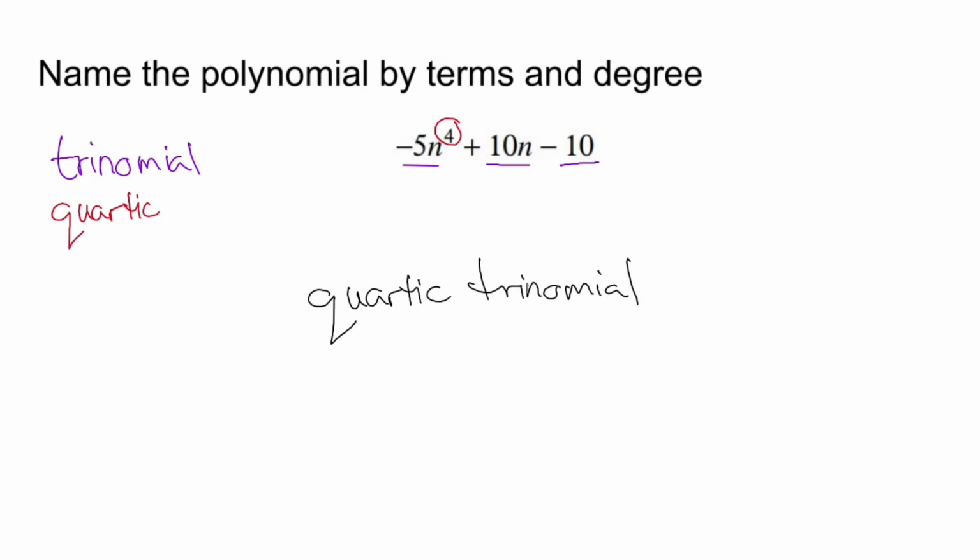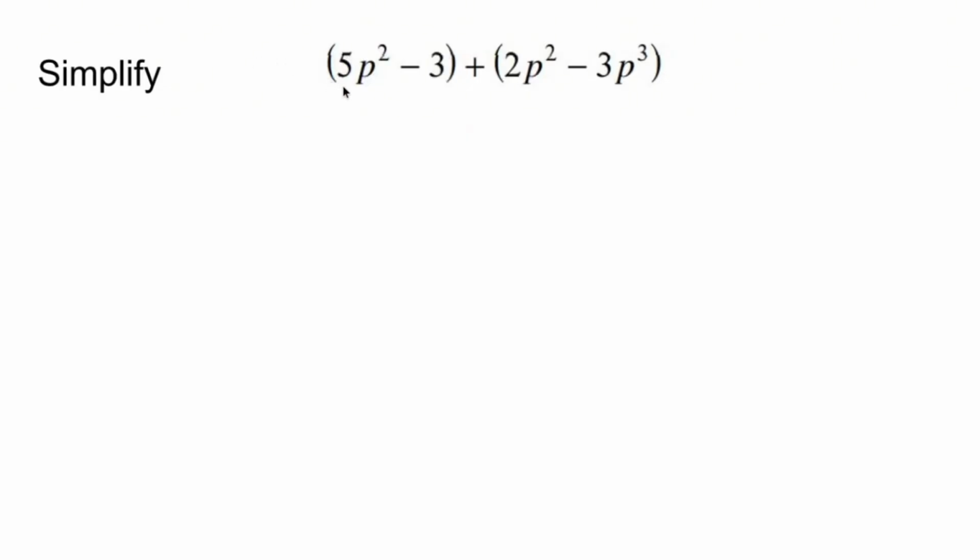And that's that. Simplify (5p squared minus 3) plus (2p squared minus 3p cubed). Fun fact, if you have nothing in front of a parentheses or just a plus sign in front of the parentheses, you don't need them. So we don't need that first set of parentheses, 5p squared minus 3. And we don't need this group of parentheses, 2p squared minus 3p cubed.